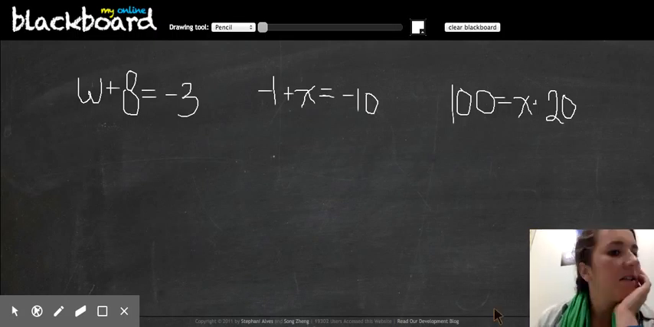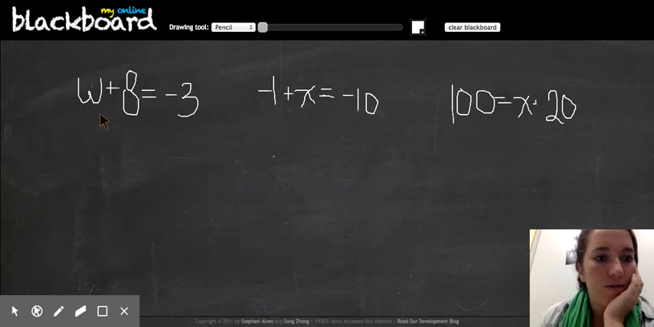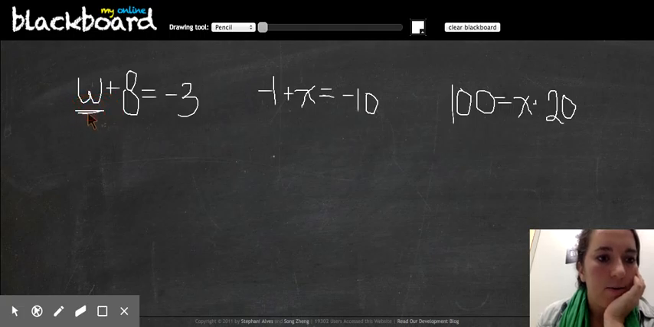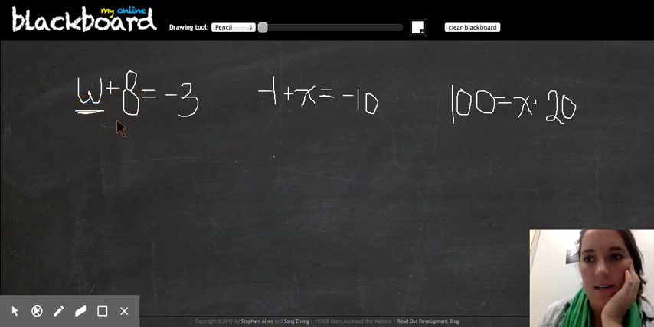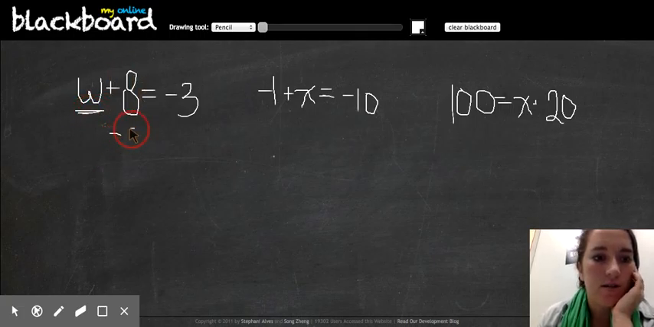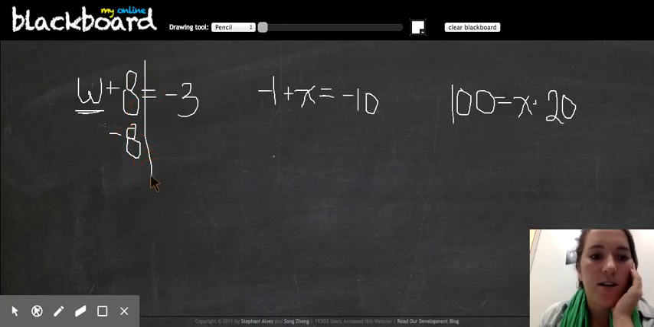All right, so let's look at these first three examples we have. The first one, we have w plus 8 equals negative 3. What are we trying to get by itself? We're trying to get w by itself. So we want to undo this addition. How can we undo this addition? Right, by subtracting. Whatever I do to one side of the equation, I have to do to the other.